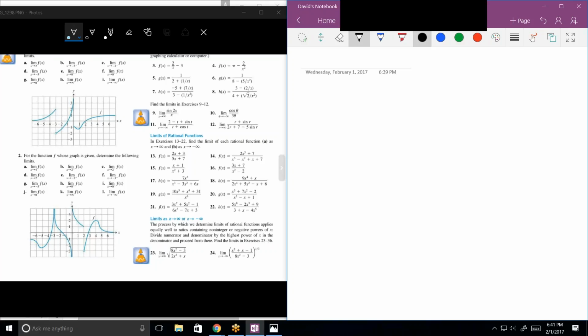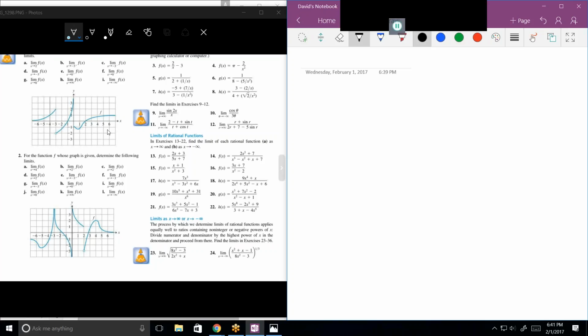Well, no, that's if the degrees are the same. In other words, this is x over x. 14 is x cubed over x cubed. 15 is not. 15 is x over x squared. What's the horizontal asymptote? Oh, would it be 0? Correct. And horizontal asymptote means that's what it goes to as x goes to infinity. Now, as it goes to negative infinity, it'll still do that. It'll still go to 0.